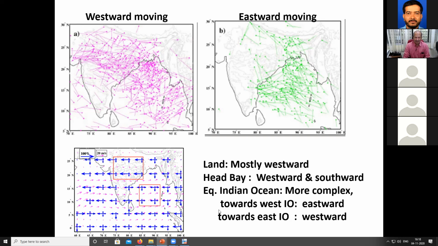For example, when you look at the West Indian Ocean here, cloud systems move to the east. On the other hand, if you look at the Eastern Indian Ocean, predominantly they move westward. So there is a difference in the way the cloud systems move between the East and West Indian Ocean. When you look at this entire picture, the cloud system motion is rather complex, but over land it is rather simple. It's mostly westward.